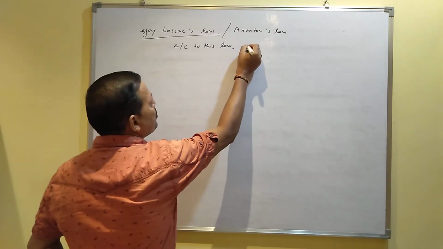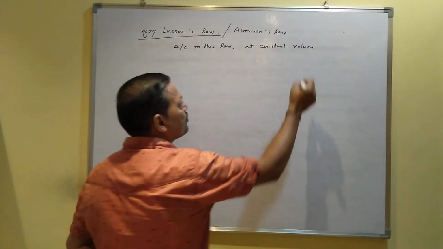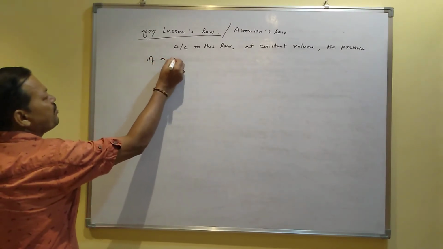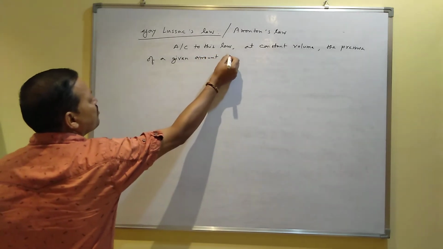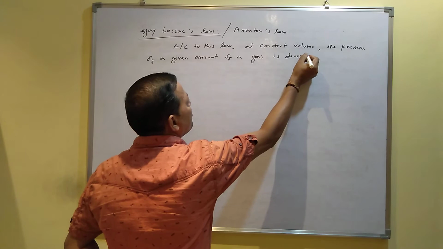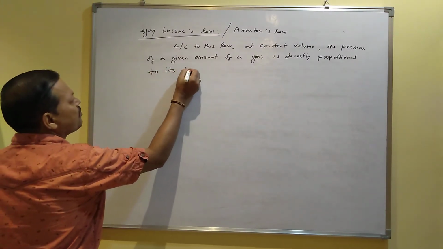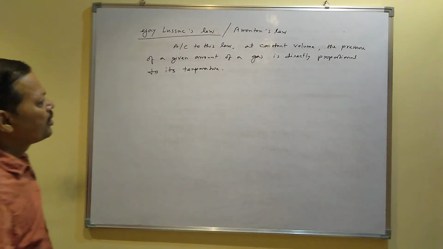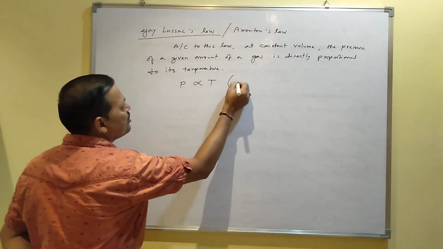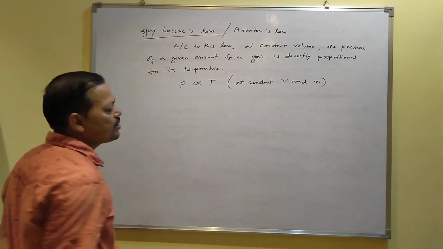According to this law, at constant volume, the pressure of a given amount of gas is directly proportional to its temperature. That means symbolically you can write the pressure of the gas is directly proportional to its temperature at constant volume and number of moles. A definite amount of gas means a fixed number of moles.